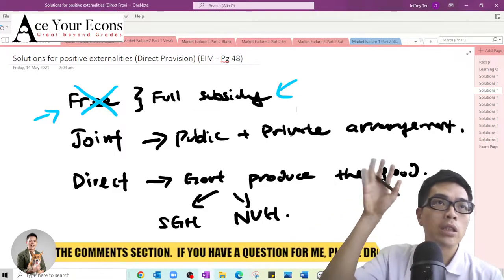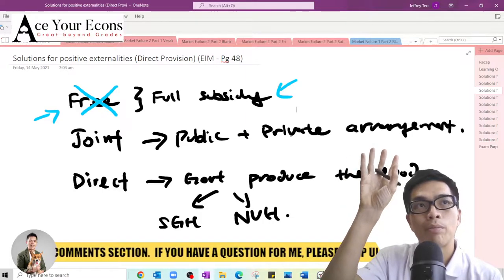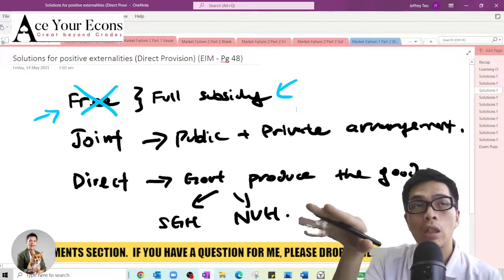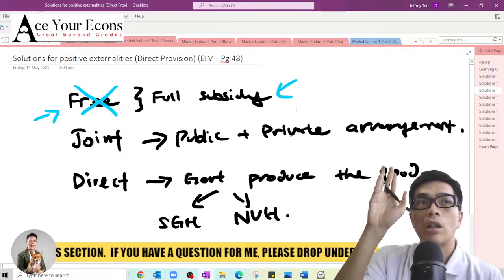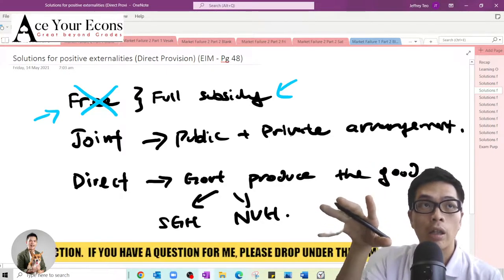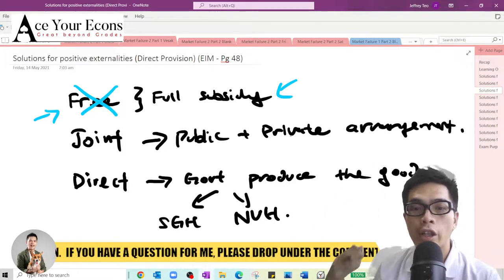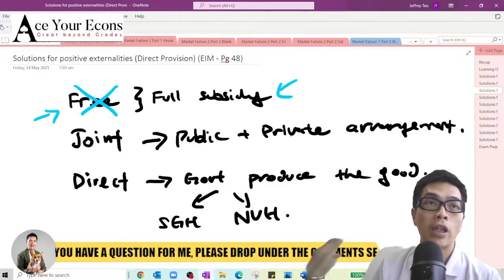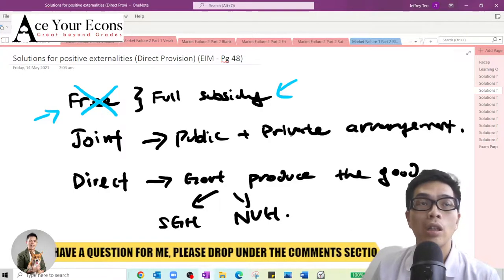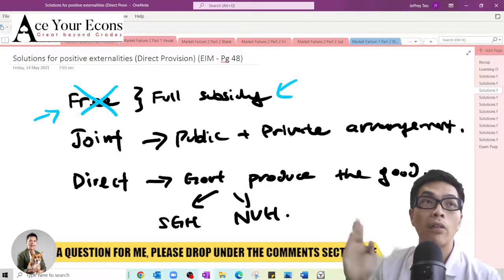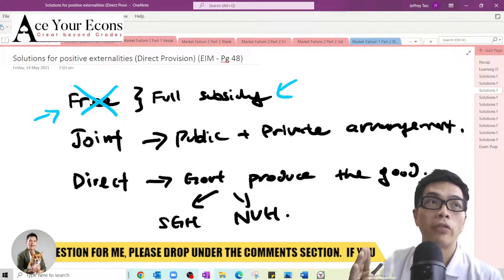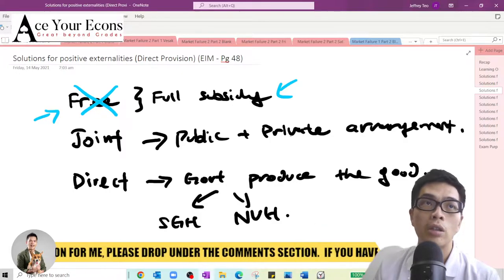Common misconception: direct provision doesn't mean that the provision is going to be free, especially for healthcare. The example that I used was NUH and SGH. These are hospitals provided by the government. But do you go there for free? Heavily subsidized, but not free. So free provision and direct provision are two different concepts.